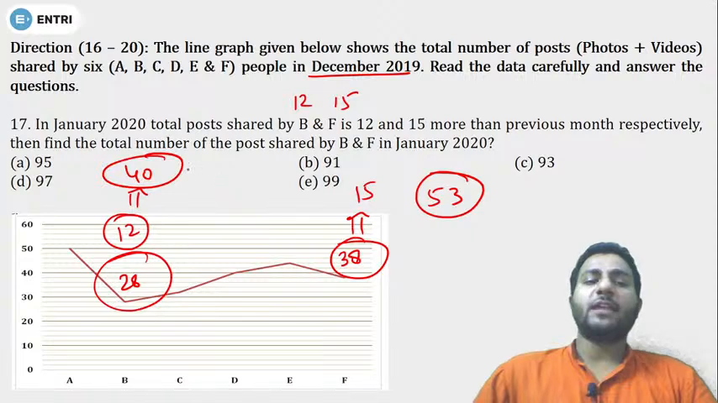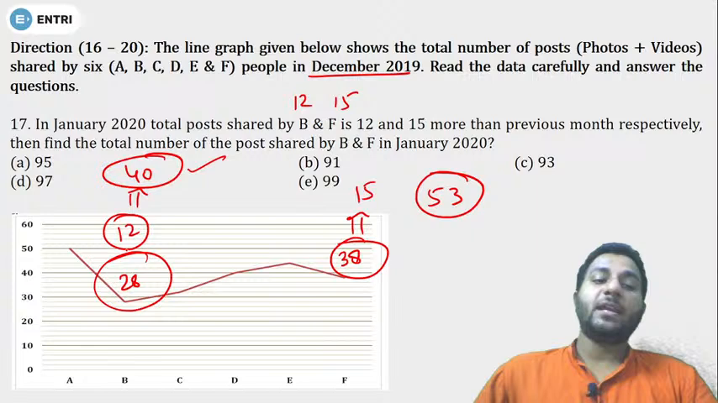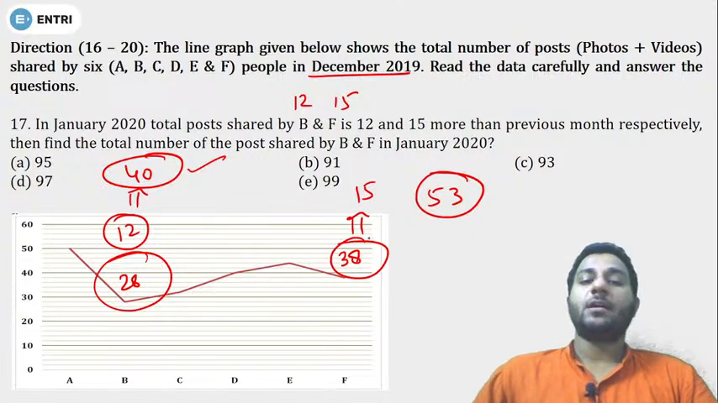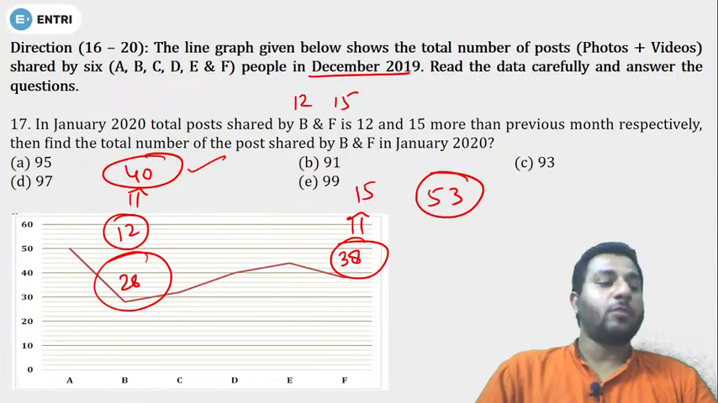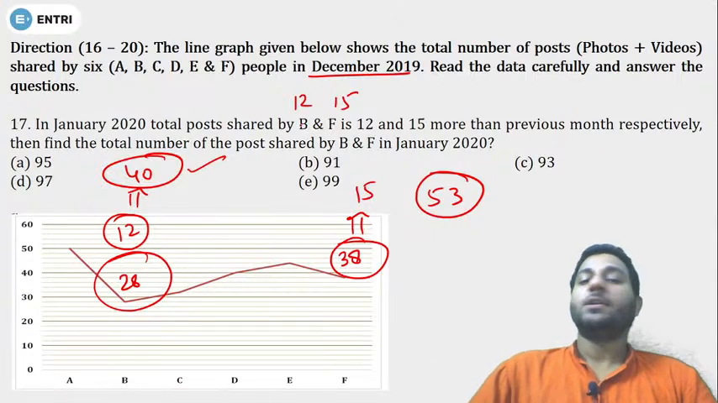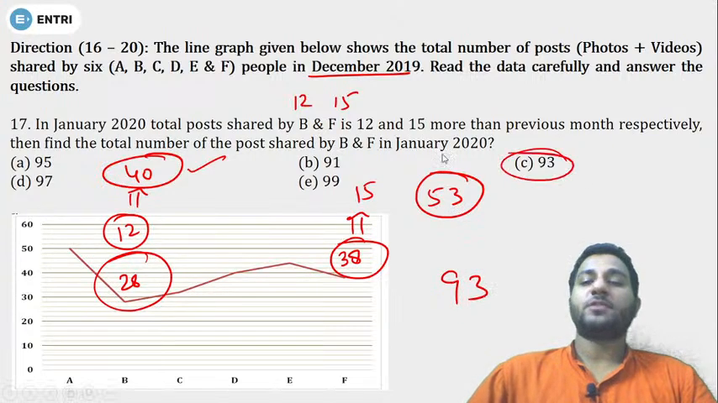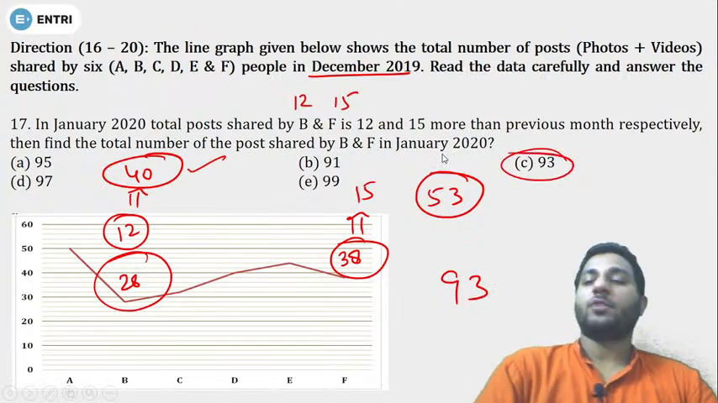So it is easier because we have already figured out how many posts B shared in December and how many F shared in December, and we increased them by 12 and 15, and we have got the answer which we needed. So 40 plus 53 is 93. Option C. It was a piece of cake question.